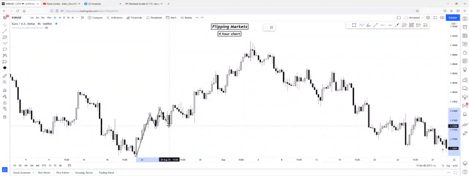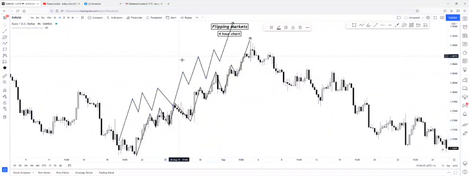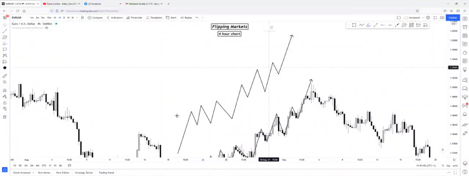After a pullback, it created a new higher low, new higher high, and so on. I will just duplicate this line, and you can see that price is moving in a clear uptrend, creating a series of higher highs and higher lows. And after every high has been broken, price will create a breakout structure to the upside. So this high has been broken, breakout structure to the upside. This high broken, breakout structure to the upside. This high broken, breakout structure to the upside.